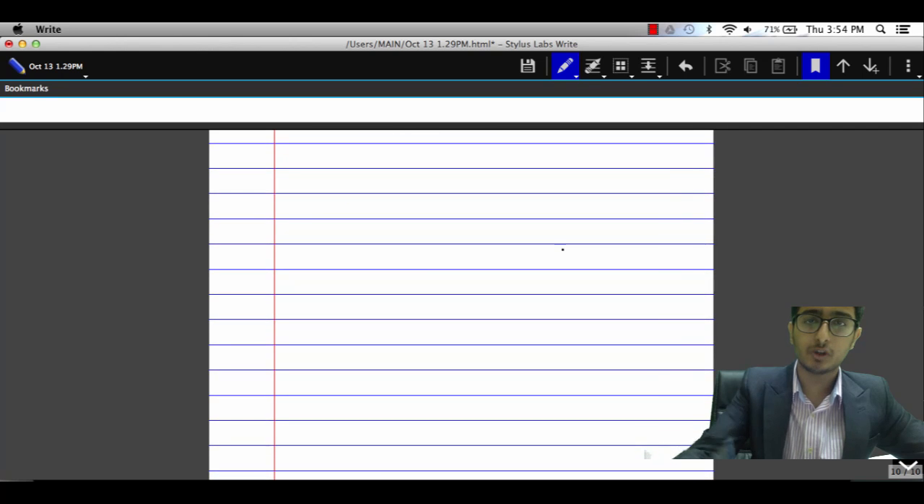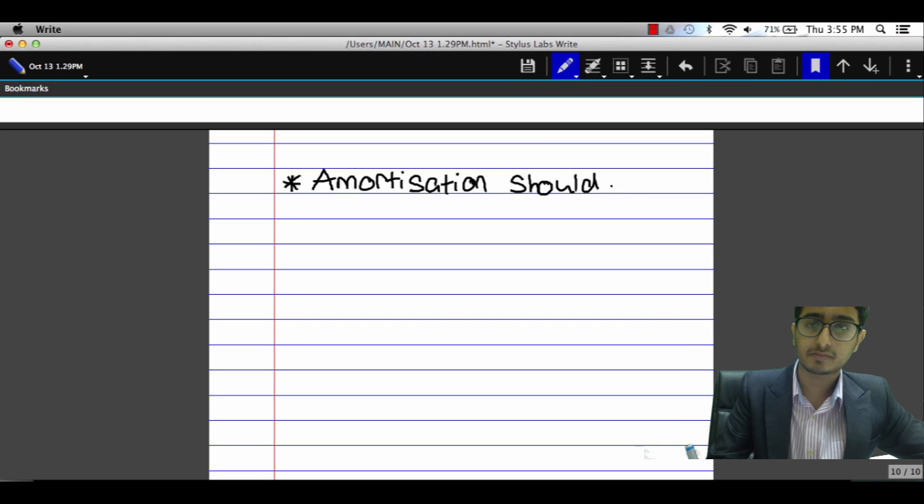Now, please note one thing when it comes to intangible assets, which I forgot to mention earlier. Amortization should start when the asset is available for use.